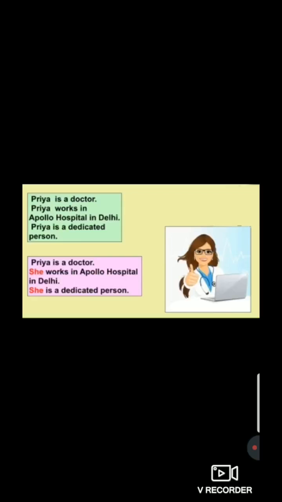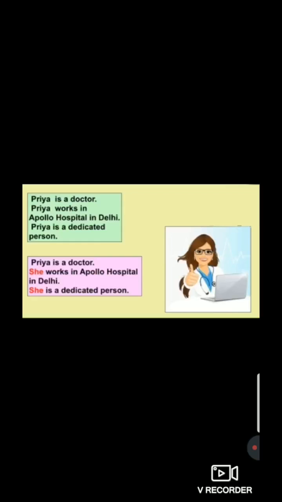So in the pink box, if you see, Priya is a doctor. She works in Apollo Hospital in Delhi. She is a dedicated person. So here Priya is a female gender. Priya is a woman, right? She is a female gender, so we are using the word "she". Right students? So "she" is the pronoun. In the place of a noun, we are using a pronoun. Right students? If we are talking about one person, there is no need of calling the name again and again. In the place of a noun, we can use a pronoun.